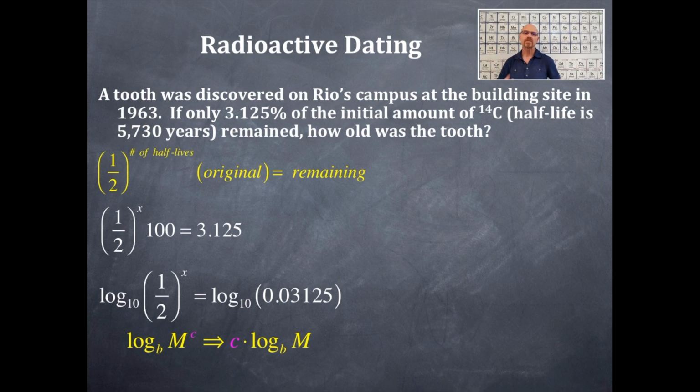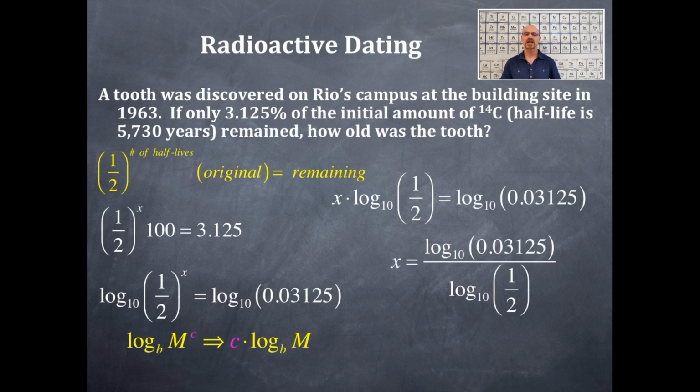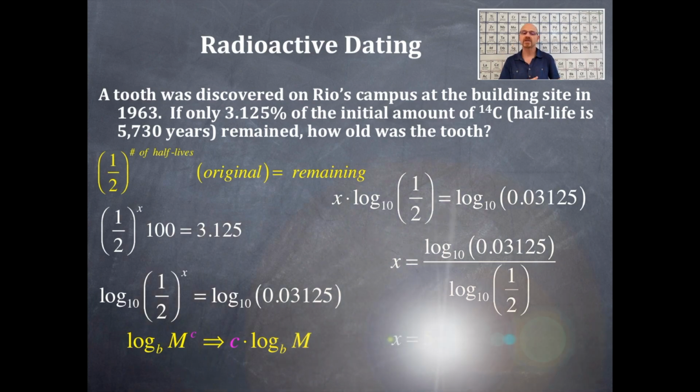So we're going to bring that x as a power up in front of the log base 10. There's the rule in the yellow and the purple. Okay, I brought the x in the front. Now, like what we were doing before, we're still solving for x. So we're going to divide both sides by log base 10 of 1/2. So we have log base 10 of 0.03125 divided by log base 10 of 1/2. Divide those answers, and then this is what we're going to get.